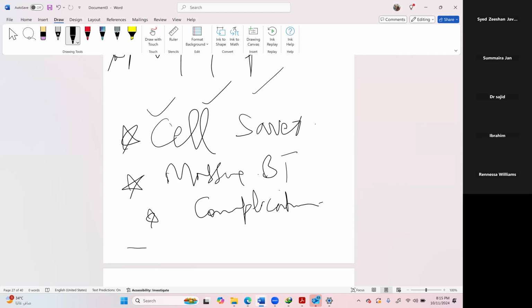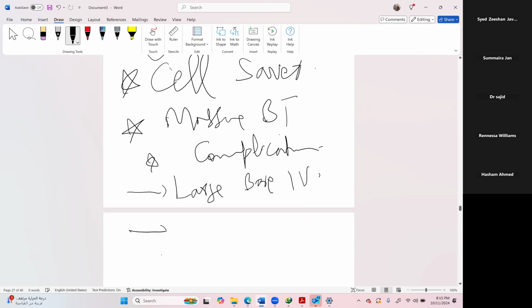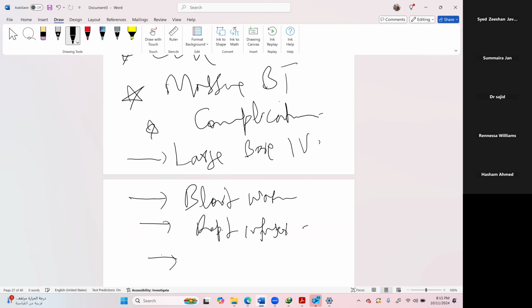Then similarly, you might need to have large bore IV cannulas. Okay. Then you might need to have a blood warmer. Then a rapid infuser system, level one infuser. Okay. Then estimation of blood loss. So estimation of blood loss in a bleeding patient is very important.